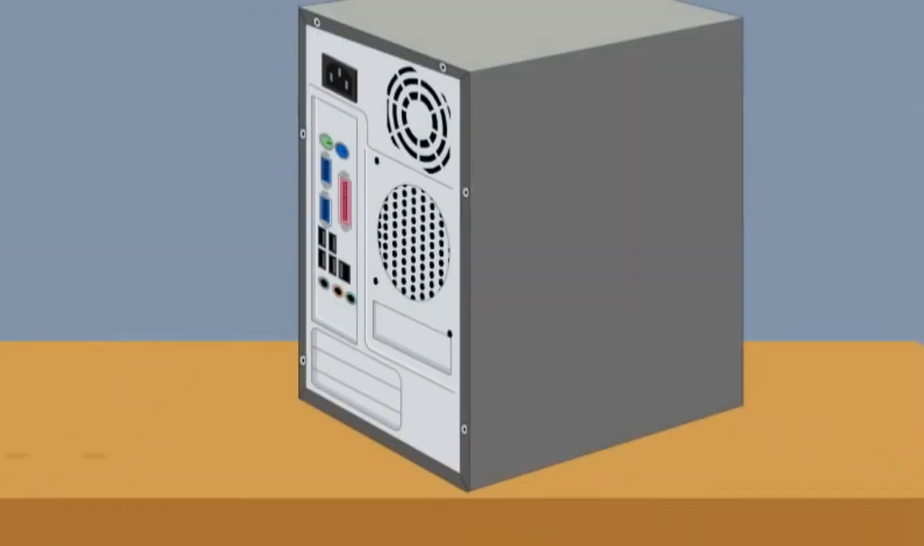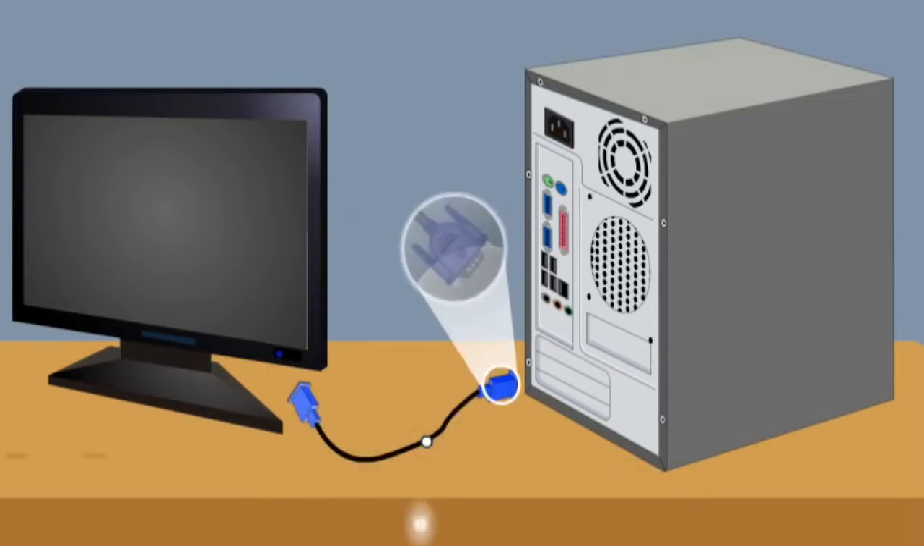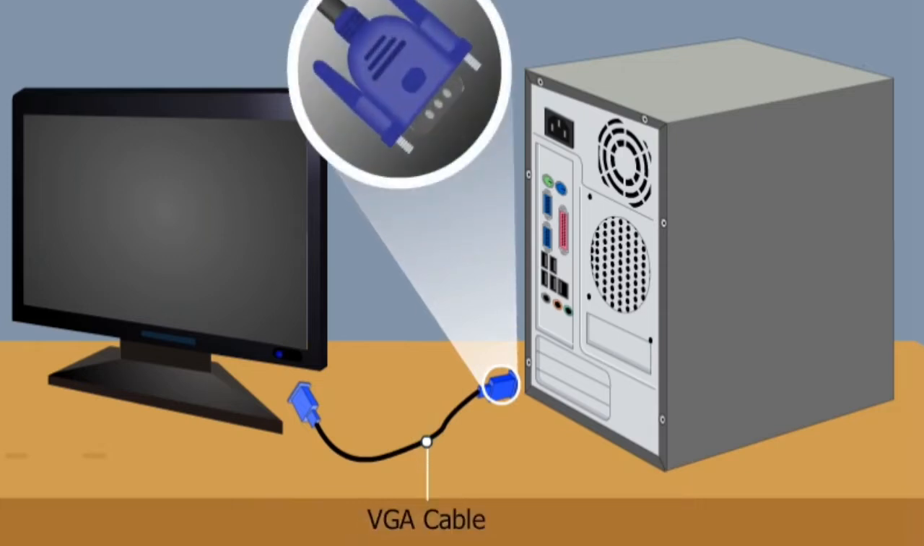Look at the rear portion of the system unit. It has various connection slots or ports for connecting various devices. First, connect the monitor to the system unit. This is the video port of the system unit. It is called VGA port. This is the VGA cable of the monitor.